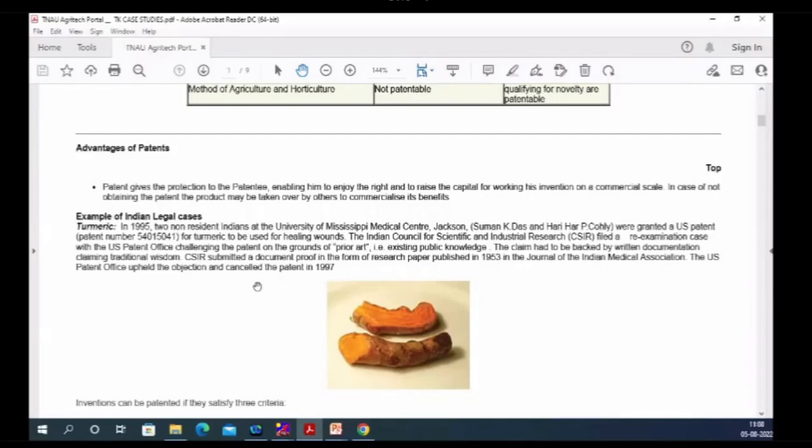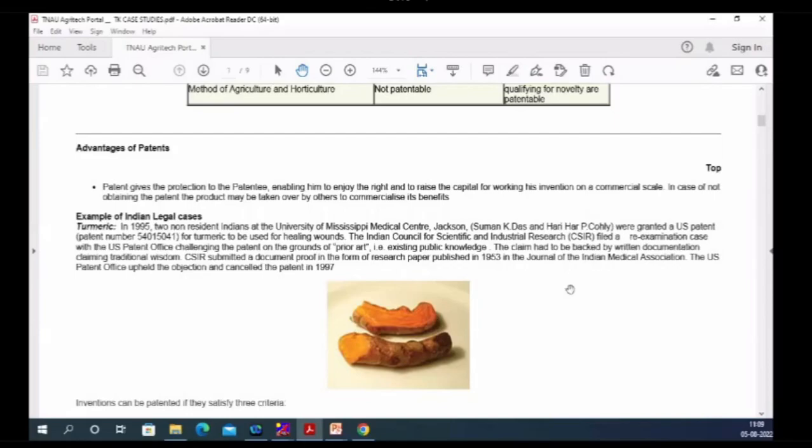When CSIR got to know that a patent was already granted in the US for turmeric, they filed a re-examination case with the US Patent Office, challenging that the wound healing properties were already known as prior art. In India, we already know that turmeric has a wound healing property. After that, what happened? The claim had to be backed by written documentation of traditional wisdom. CSIR submitted a document proof in the form of a research paper published in 1953 on turmeric as a wound healing agent. CSIR cited that document, and the US Patent Office upheld the objection and cancelled the patent in 1997.